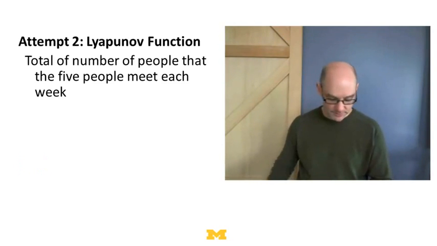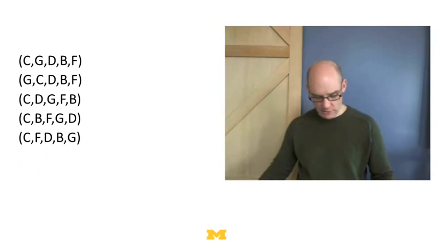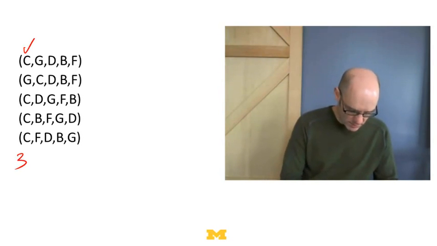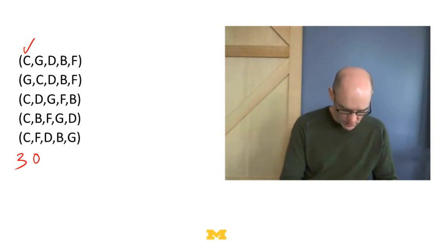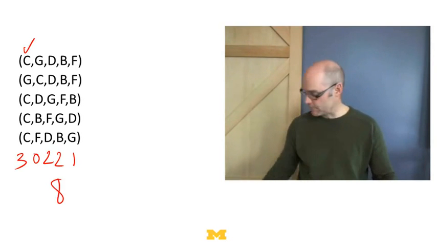So let's try something else. Here's another attempt. Let's have it be the total number of people that each person meets. So how many people do I meet in a given week? And now let's look at our example. So we start out here and we look at this person, and on the first day, they meet 3 people. On the second day, they meet no one. On the third day, they meet 2 people. On the fourth day, on Thursday, 2 people. And on Friday, 1 person. So that's 5, 7, 8. So this person meets 8 people.